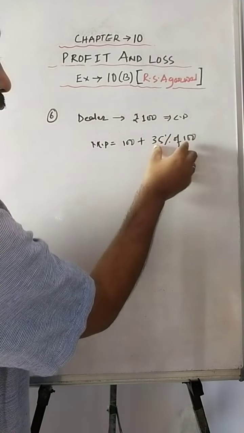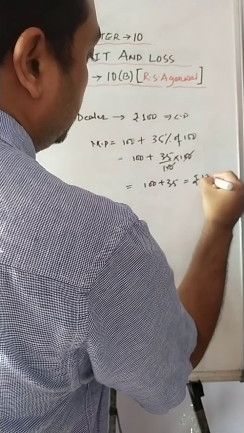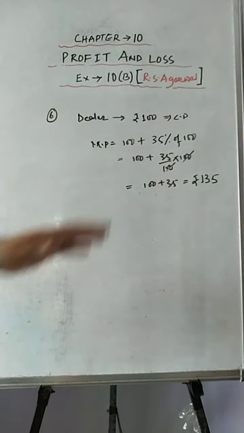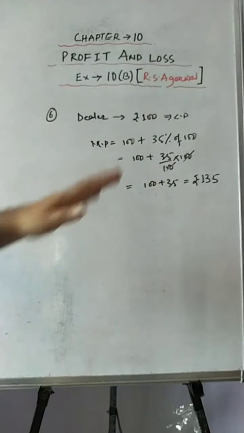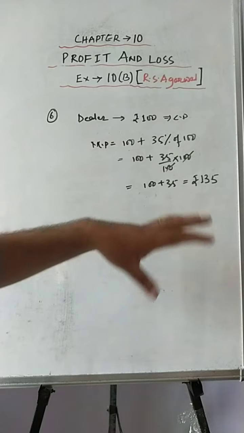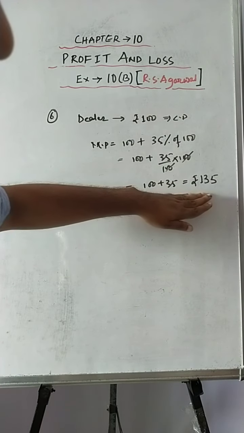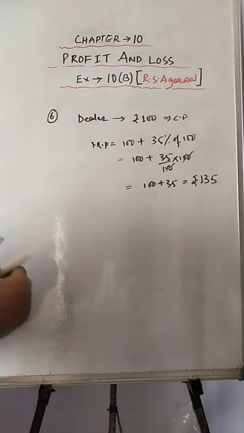So we'll reduce this by 100. So 100 plus 35 would be 135, that is rupees 135. So now what he has done is, he has bought the article at rupees 100, but when any customer comes to his shop, the customer will see the price as 135. That means the mark price on the article will be written as 135, because he has marked the price 35% above the cost price.